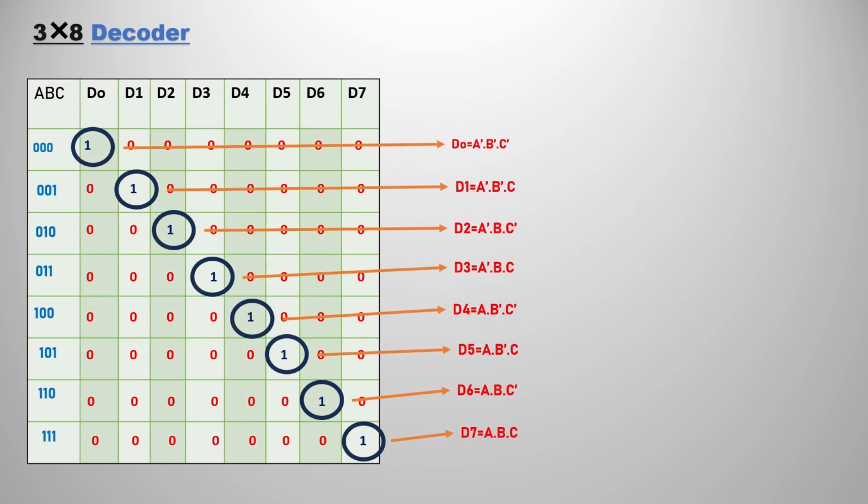Next, we are going to draw the circuit diagram as well. We are going to take the SOP format. Wherever there is a 1 in the D0 column, you take that in SOP format, that is A bar, B bar, C bar. If you observe the last one, that is 111, the equation of D7 will be A, B, C. Similarly, for the D1 column, D2, D3, like that you have to obtain all the expressions.